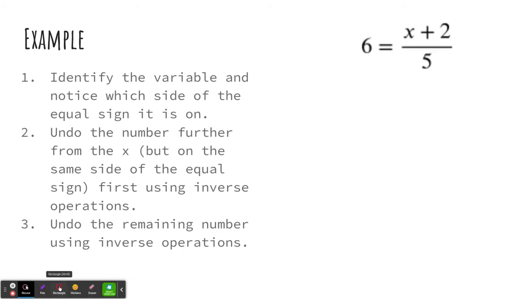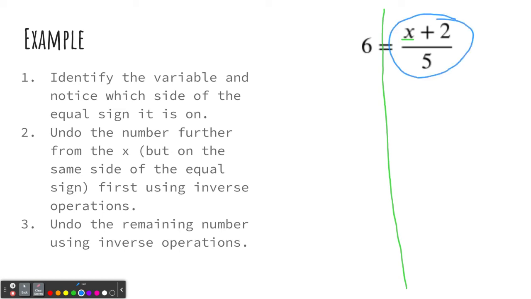One more example. In this example, x is on the right side of the equal sign. We're still going to undo the number further from the x, but on the same side. So now we're looking at the right side. For this one, figuring out the number further from x can be a little tricky, but you have x plus 2 over 5. Since the plus 2 and x are on the same level, they are close.